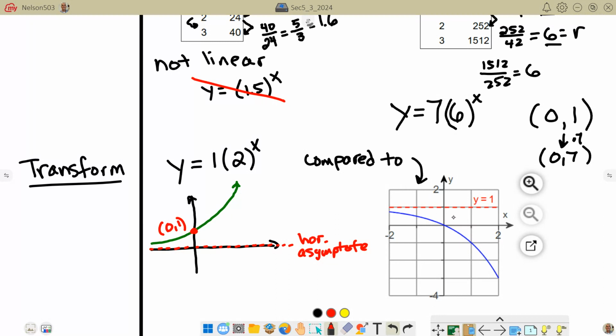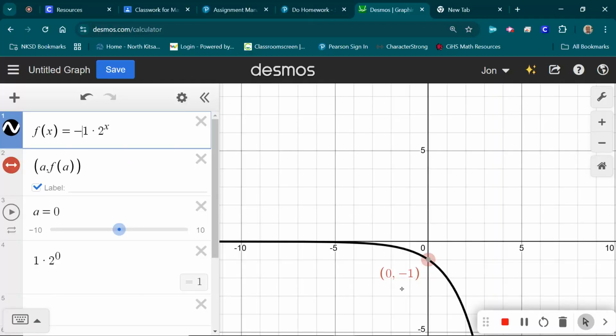Our function has a reflection, reflect over the x. So let's make a little note of that. This function over here has been reflected over x. So that means I need to have a negative, how should I say this, 1, and then 2 to the x. Okay, so that gave us the correct shape.